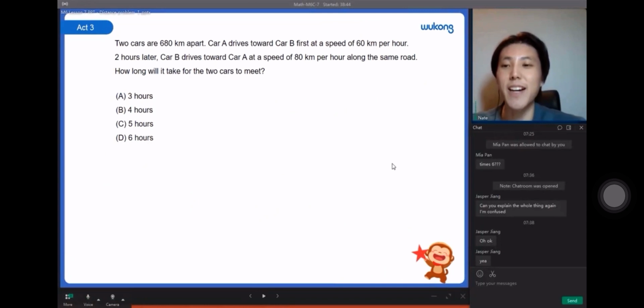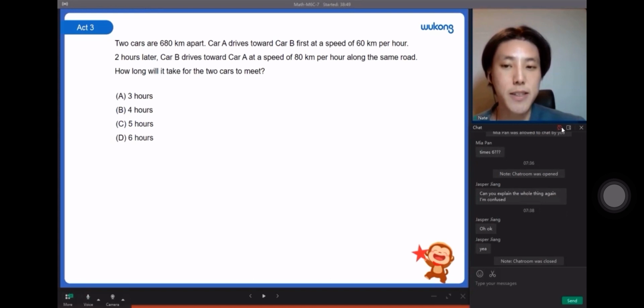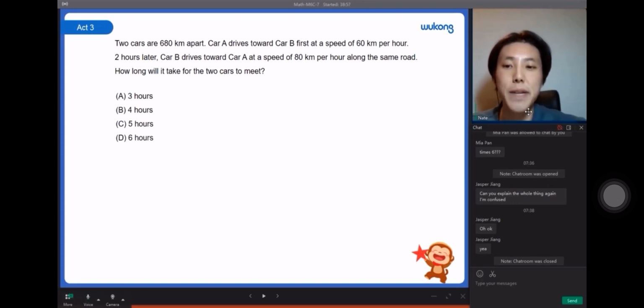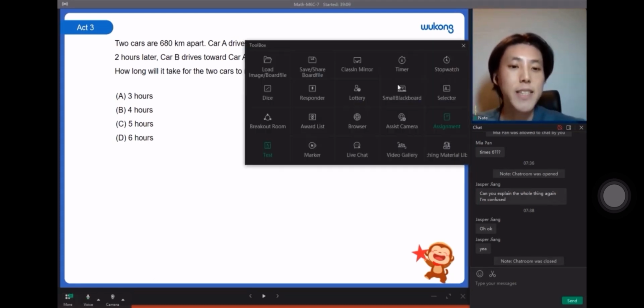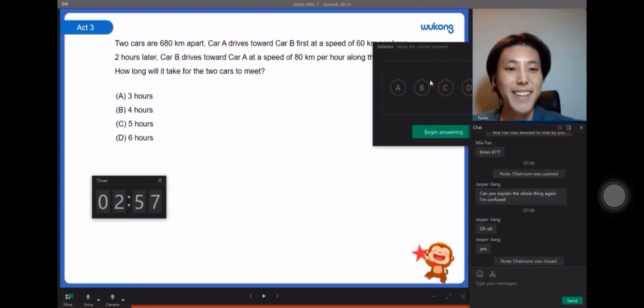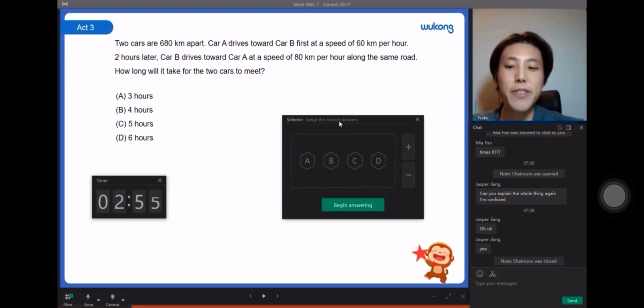Two cars are 680 kilometers apart. Car A drives towards car B first at a speed of 60 kilometers per hour. 2 hours later, car B drives towards car A at a speed of 80 kilometers per hour along the same road. How long would it take for the two cars to meet? So guys, it's just exactly the same as what I've done. One of them had a head start, and all you have to do is to find the remaining distance. And that's the value of the distance that you have to use. Okay, so let's try that.